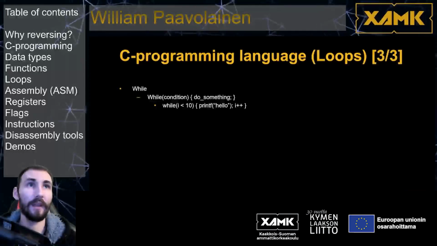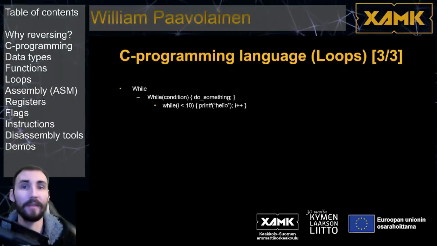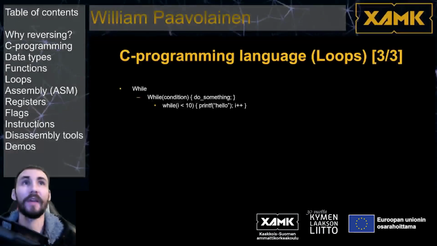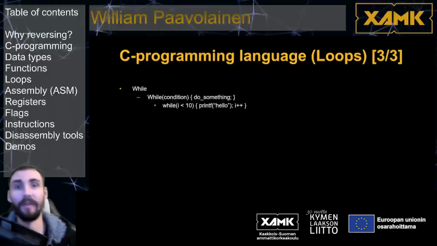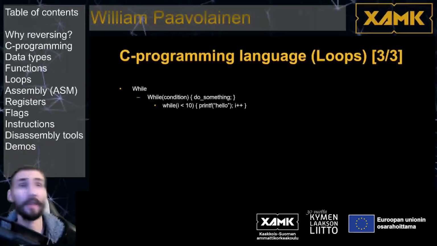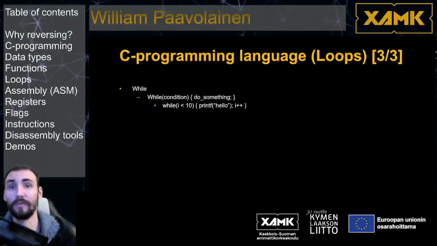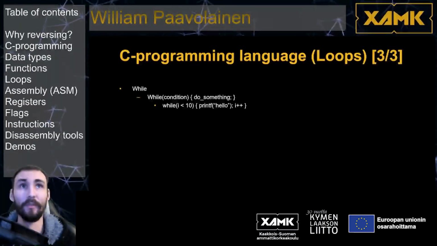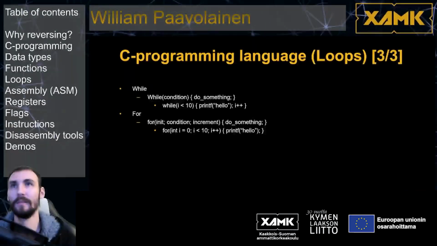And the last part there, the I++, means that we add 1 to the value of I. So every cycle we do, we print hello and add 1 to the value of I. And at some point or another, the condition is no more true and we won't go through that cycle again. So we move on. Then we have the for loop, which is kind of the same.